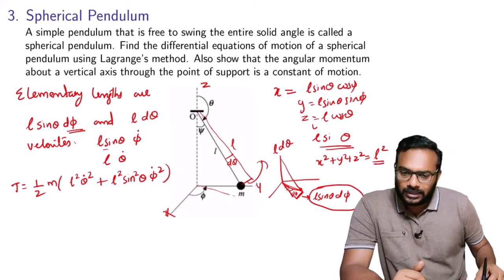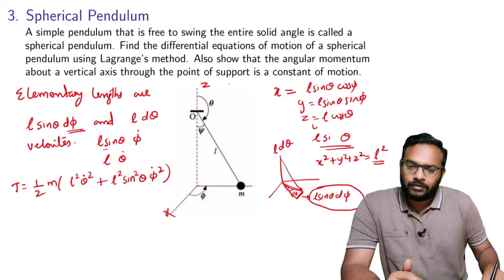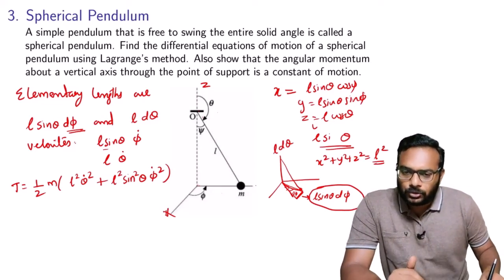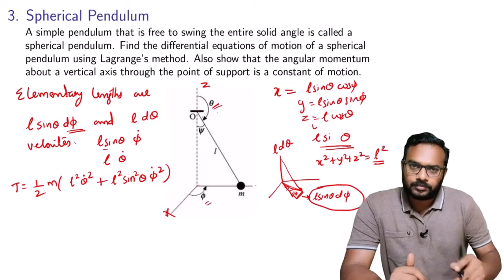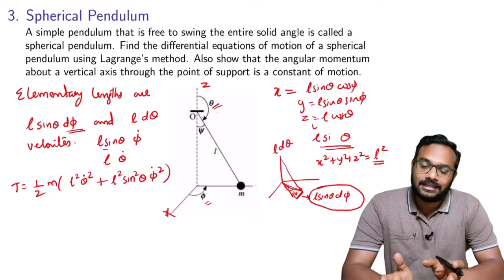The simpler way is to look at this and identify the elementary lengths. I'll try to explain it again. There are two angles, theta and phi. The question is, what are the elementary lengths associated with d theta and d phi?